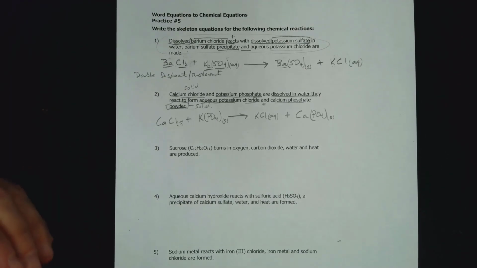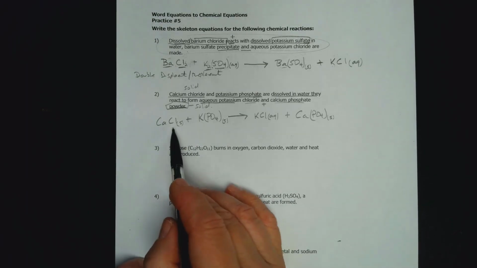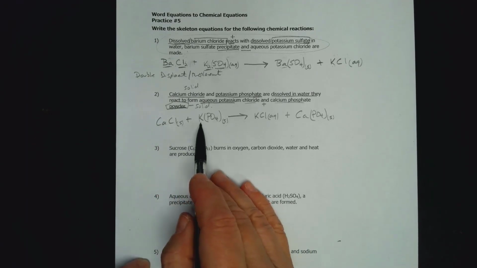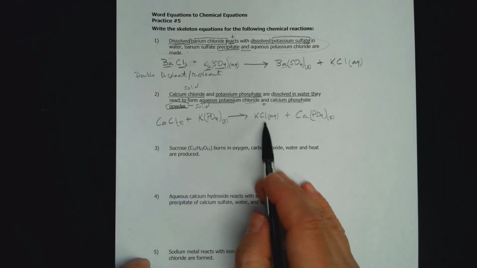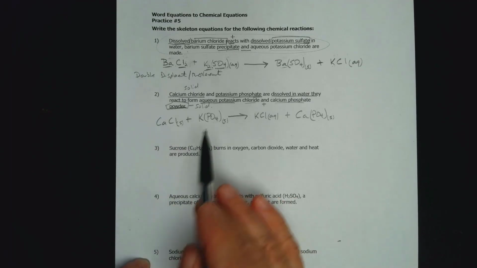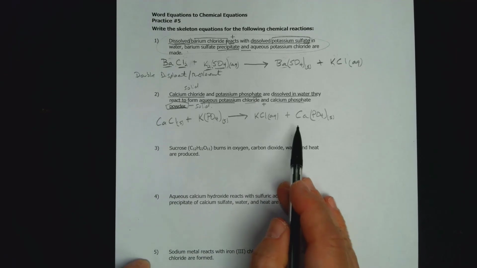Now again, the next thing we have to do is decide if these compounds are ionic or covalent. Well, I can tell you right now these are all ionic. Calcium is a metal, chlorine is a nonmetal. Potassium is a metal, phosphate is a nonmetal. Potassium is a metal, chlorine is a nonmetal, so I know I'm dealing with all ionics, so I have to get my subscripts right to show that all of these are chemically neutral.